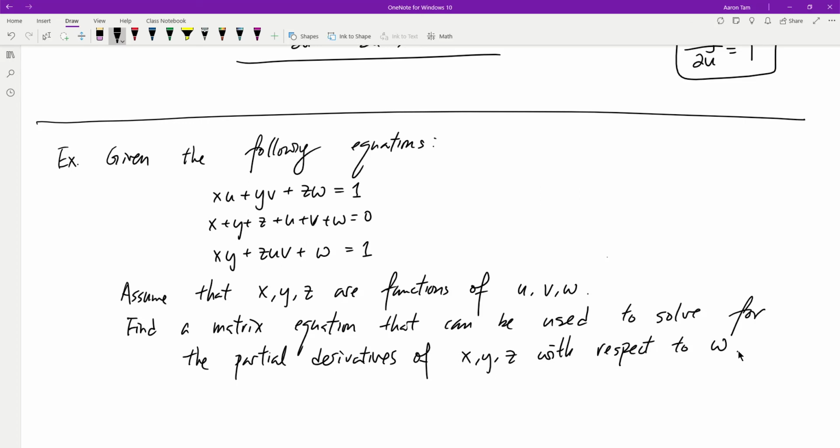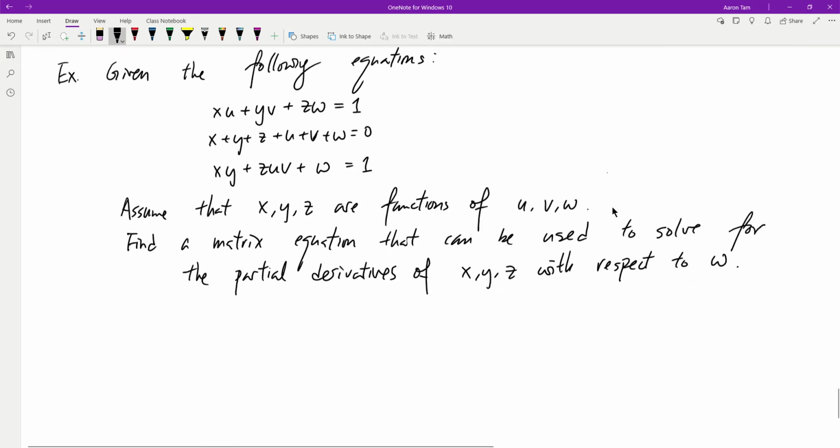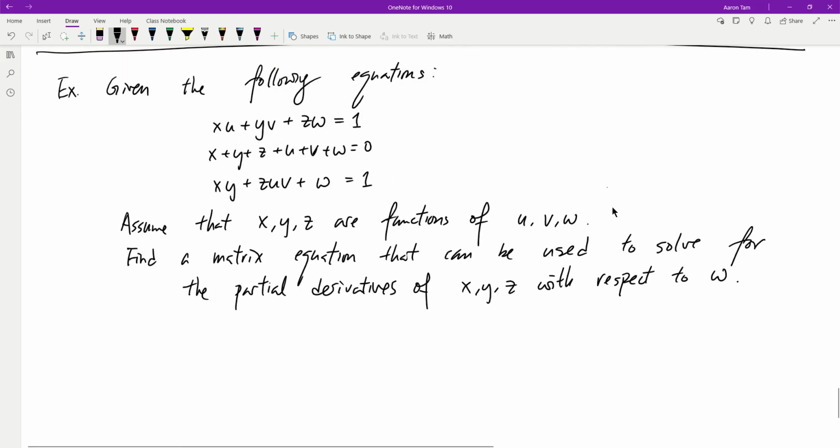So what that means is that we are basically treating dx over dw, dy over dw, and dz over dw as the variables that we're looking for, the answer that we're looking for. And we try to form a coefficient matrix and a right side matrix along with those three partial derivatives that will allow us to come up with a solution to them. Okay, and I'll show you how that's used once we finish the problem, and what would be the next step. Okay, so let's go for it.